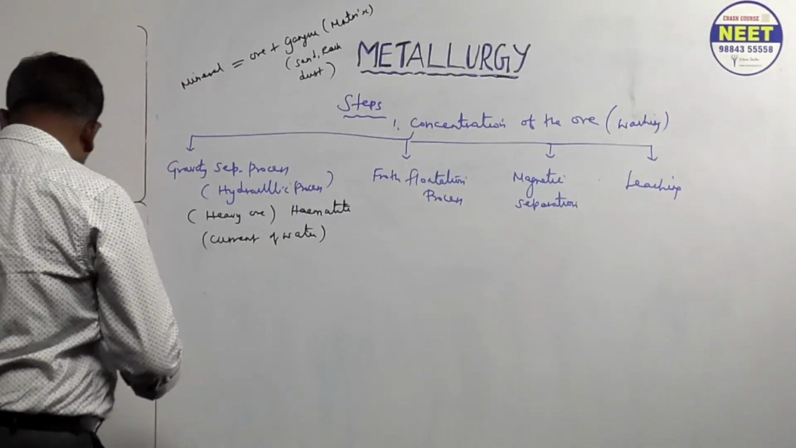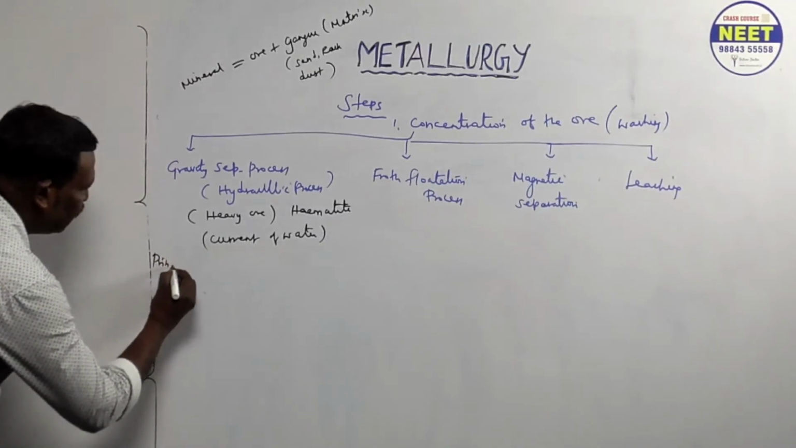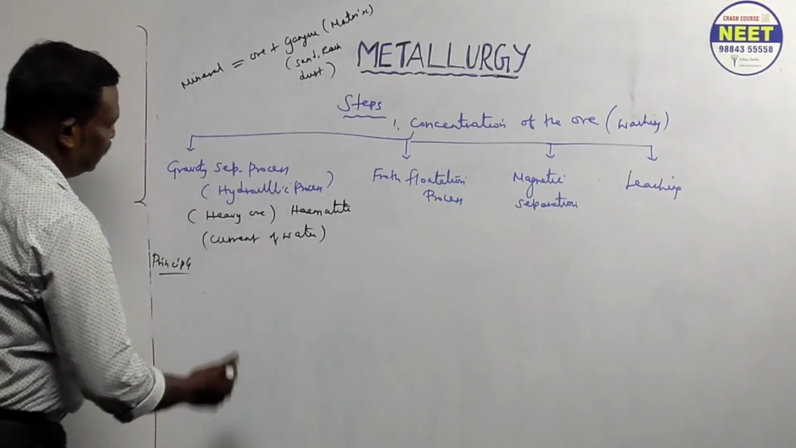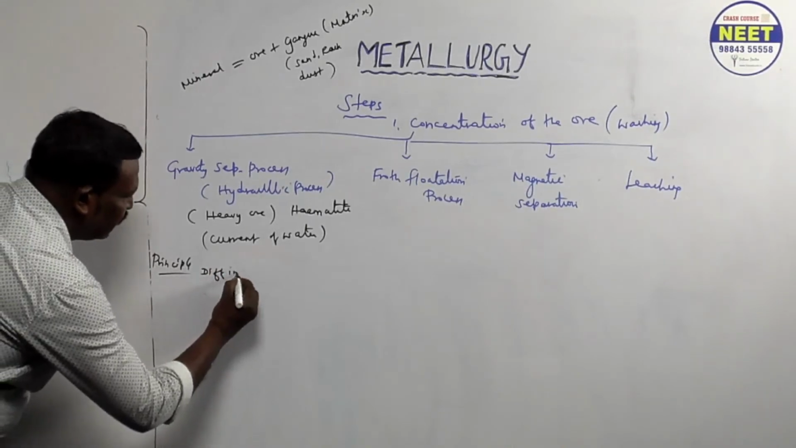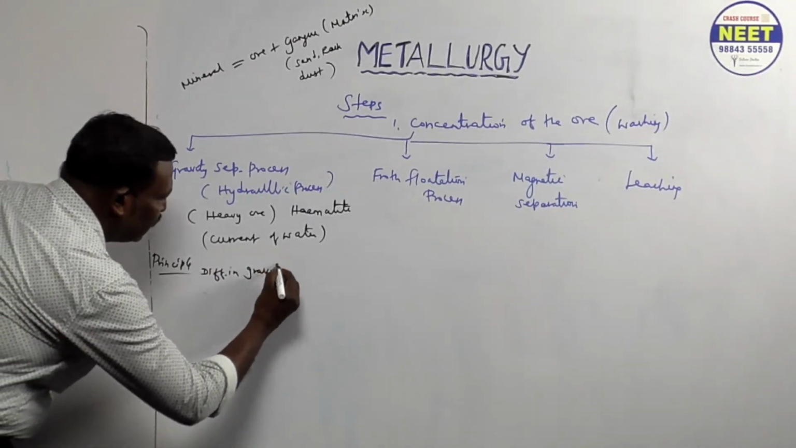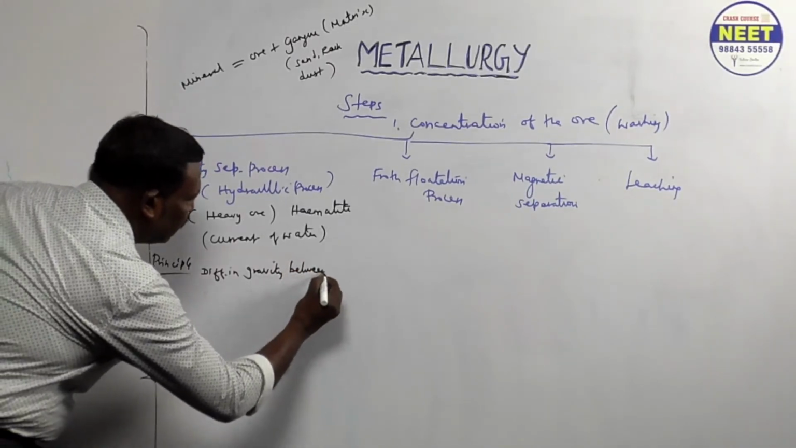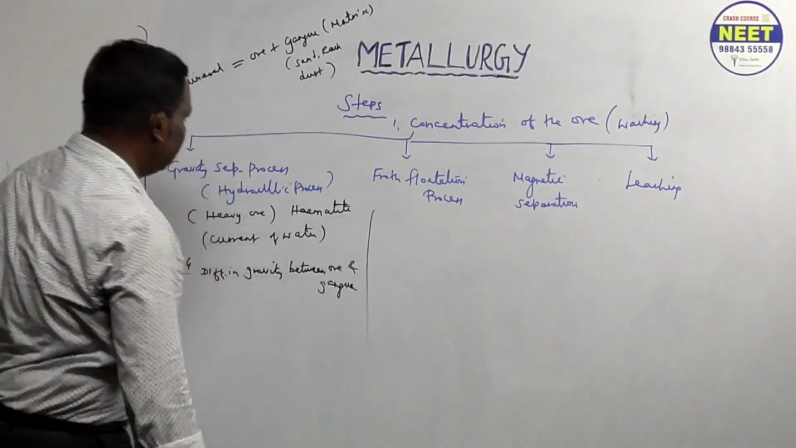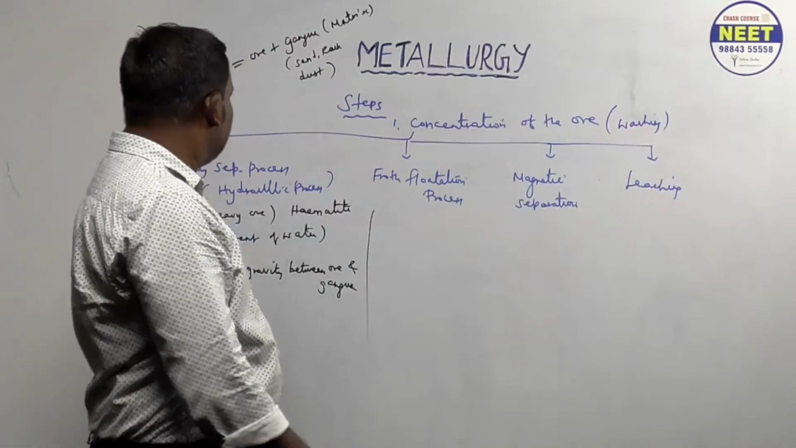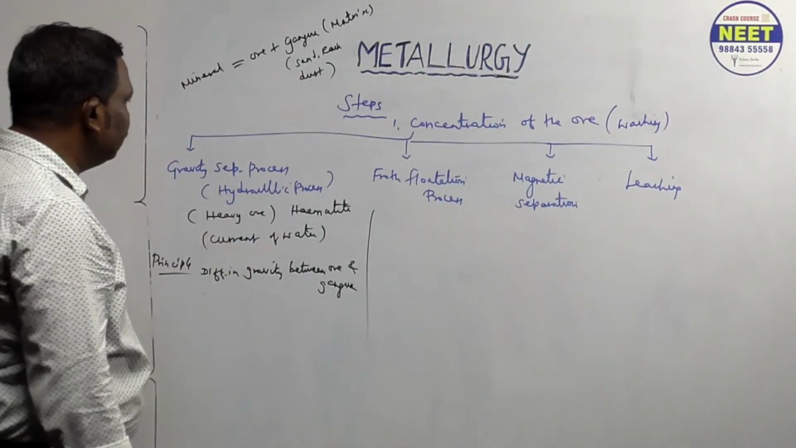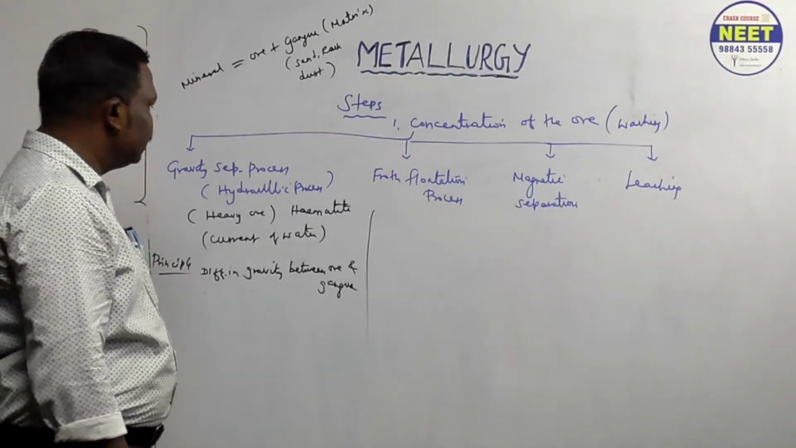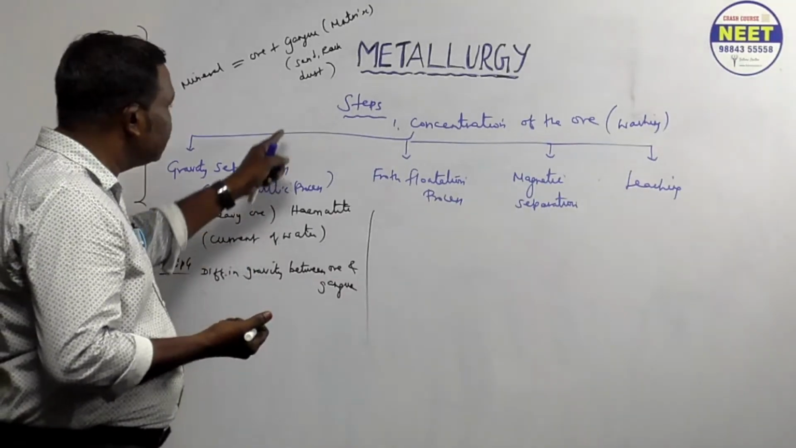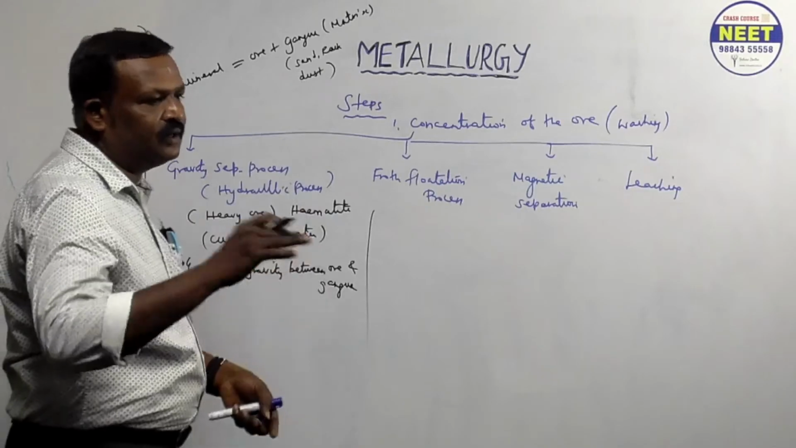What's the principle behind it? You just write: difference in gravity between ore and gangue. Are you following? Difference in gravity between ore and gangue. Why is the ore not going away? It is heavy ore. Only the dust particles are lighter, and lighter particles are easily washed away by water.